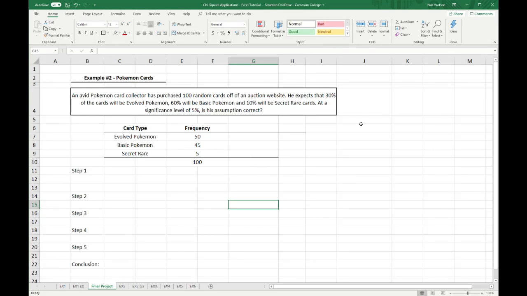Today we're going to be doing a hypothesis test using chi-square. Our sample question here is about Pokemon cards. I'll just read the question quickly for you.